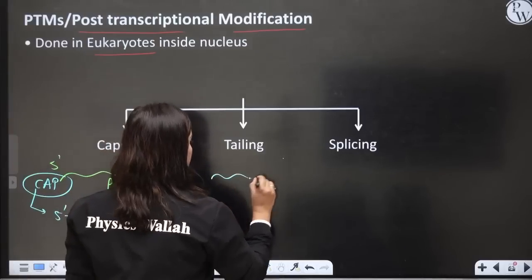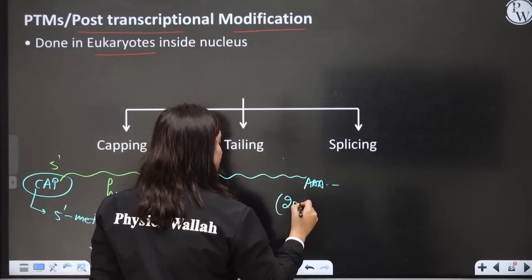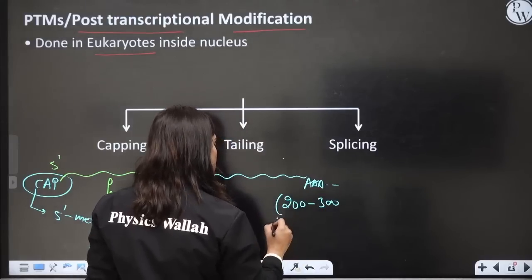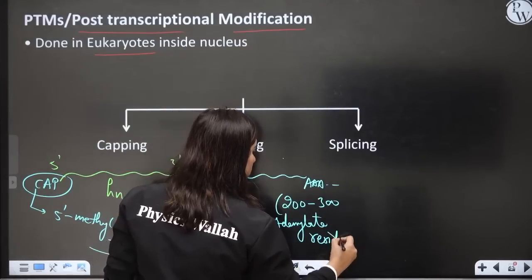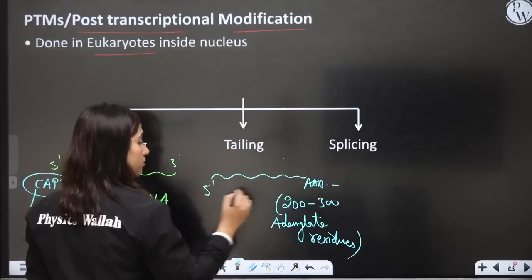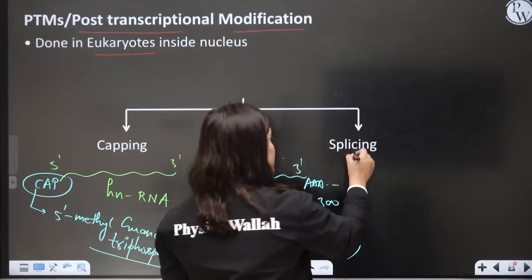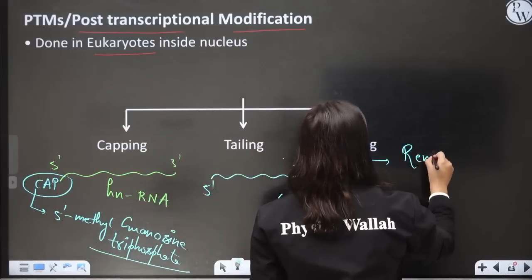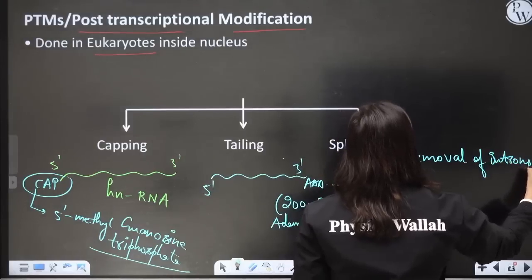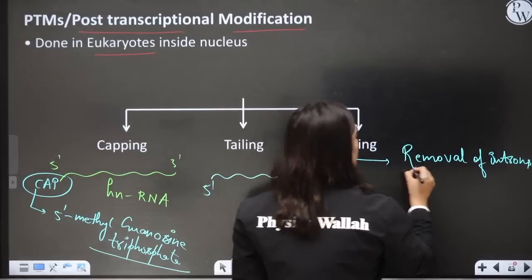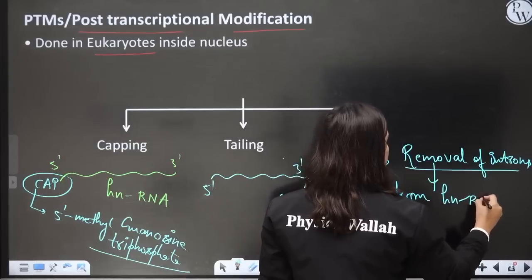Tailing means addition of 200 to 300 adenylate residues at the 3' end. So capping is done at the 5' end, and tailing is done at the 3' end. Splicing is removal of introns. As I just said, until introns are removed, translation will not be done. So removal of introns from hnRNA is called splicing.